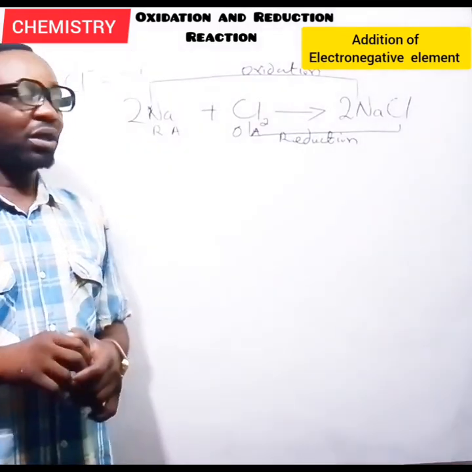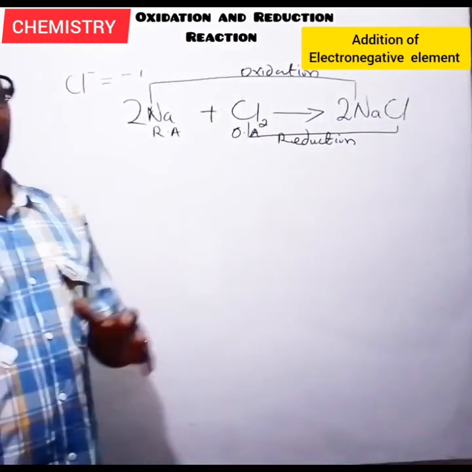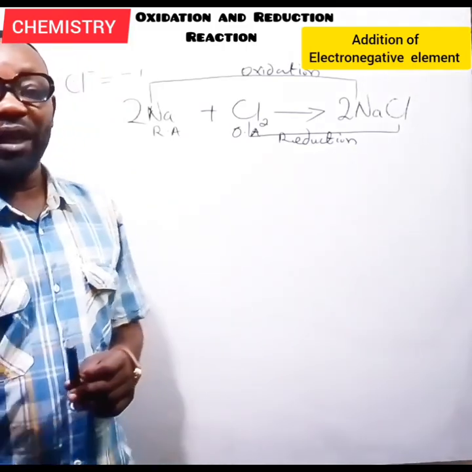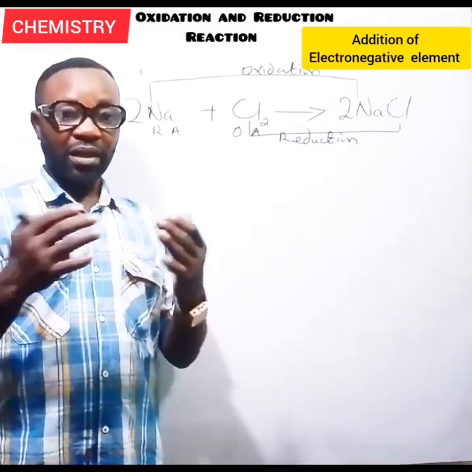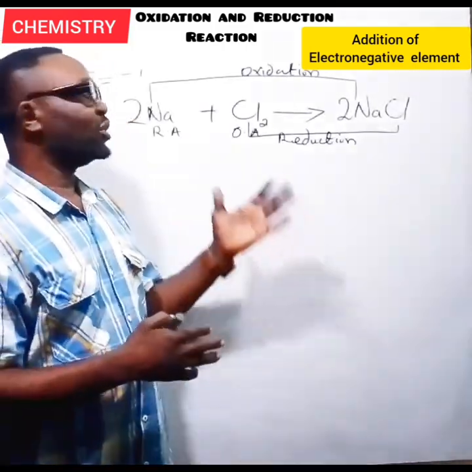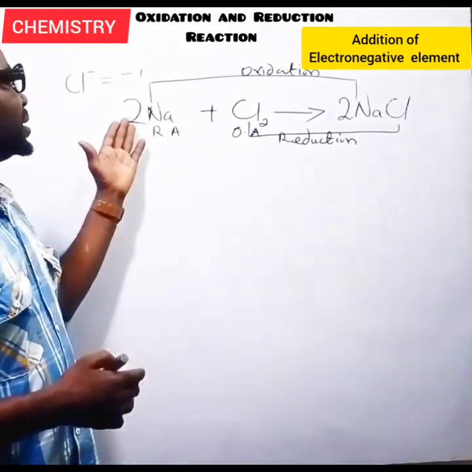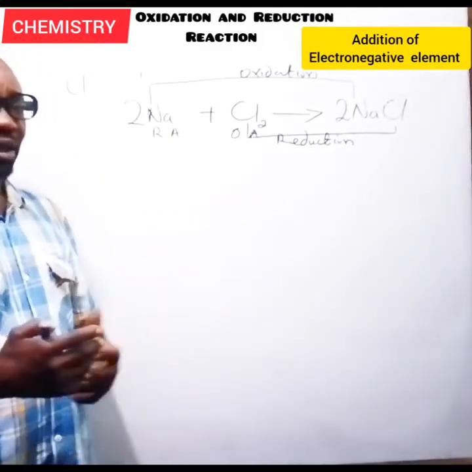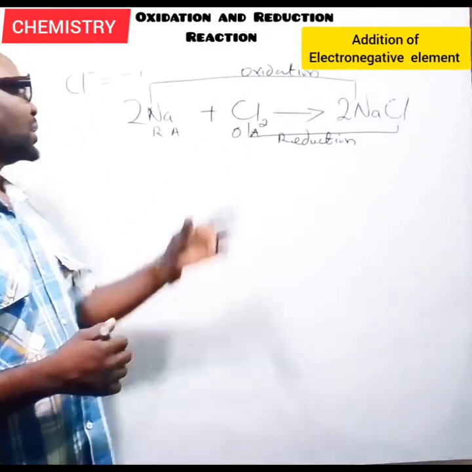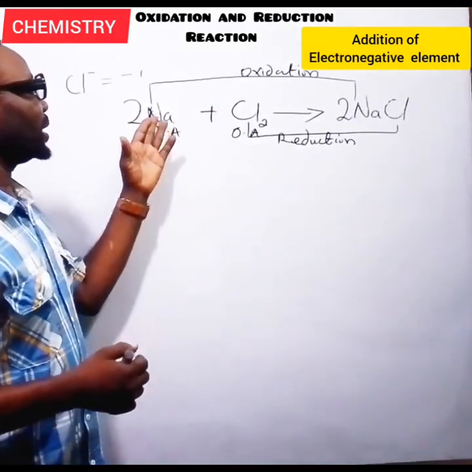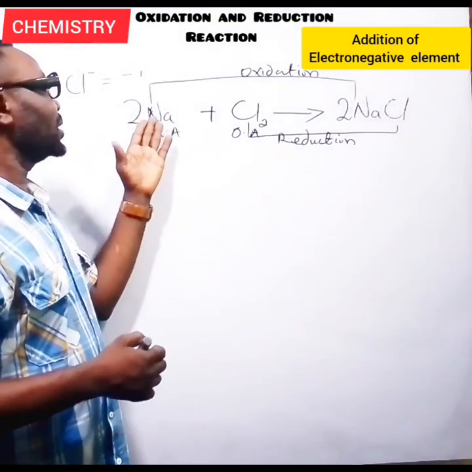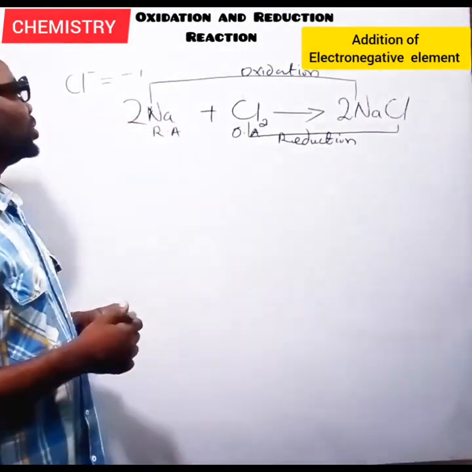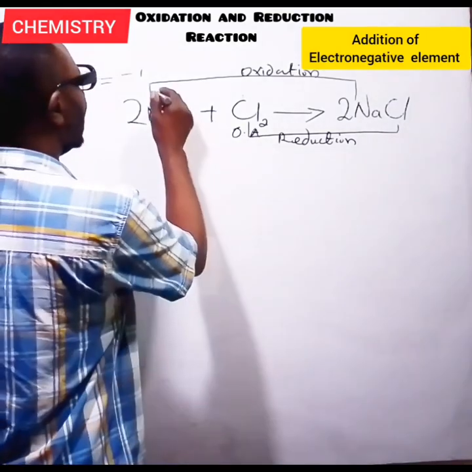Another thing to take note of: don't forget the other time I mentioned for you, I said that electronegative element tends to gain electron, while electropositive element tends to lose electron. So let's look at it from that angle now. Taking a look at this sodium here, the oxidation number of this sodium is going to be equal to 0.